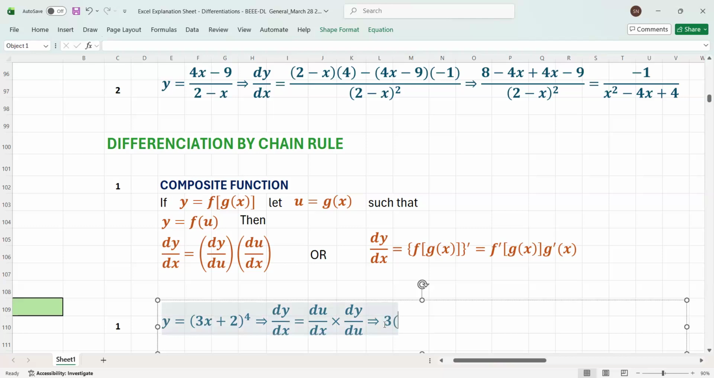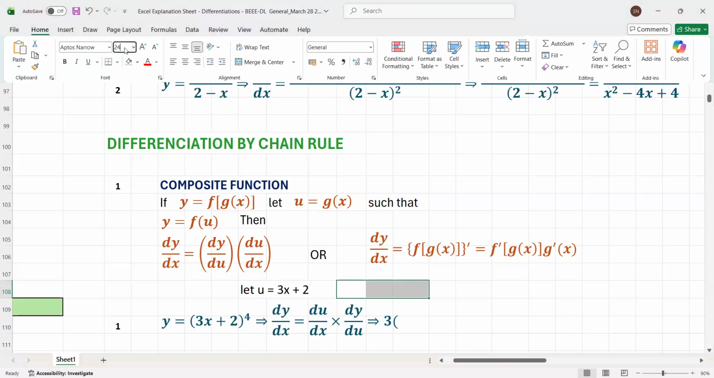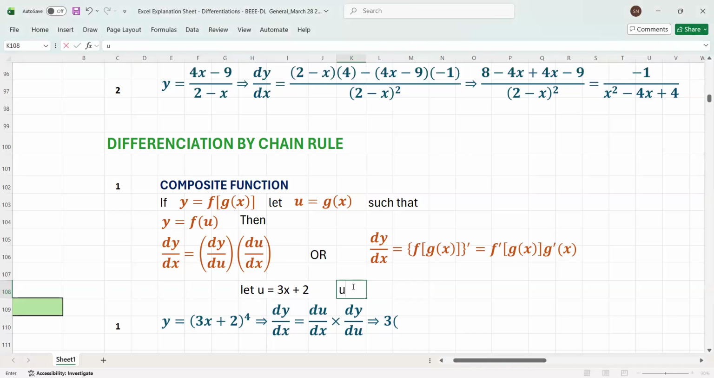And then we differentiate the function itself. What I'm trying to say is this: if you let u be equal to 3x plus 2, then it means that the function there is u raised to the power 4. I hope you see it. I haven't formatted this, so this will be u raised to the power 4.